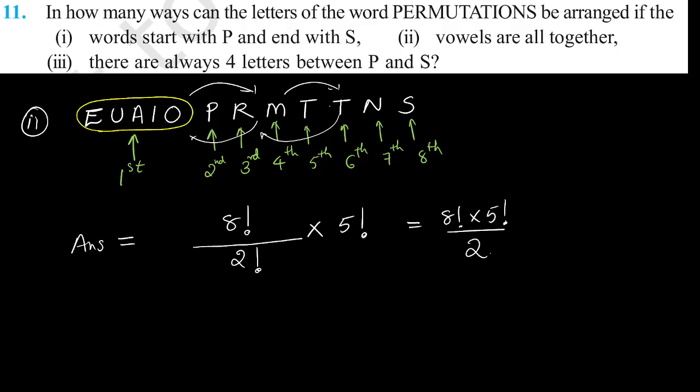Yes, sir. Okay. Third question is tough. Okay, third question is a tough question. There are always four letters between P and S. It is really a tough question. Okay, there are always four letters between P and S.